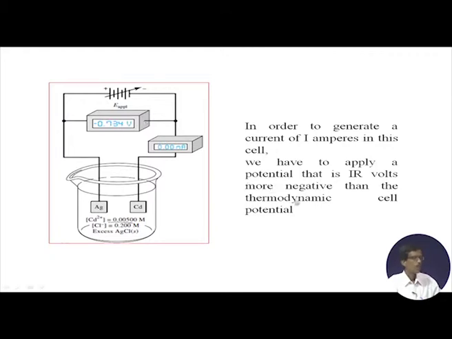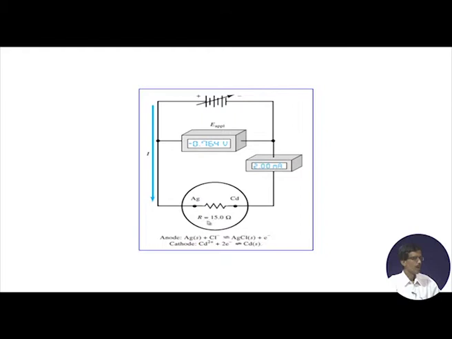Now, we will see what sort of resistance we have. Once we know the current, how much current we can pass through it, and the resistance of the cell, we can find the corresponding applied potential beyond the thermodynamic potential value. So, if you have an R value of 15 ohm, that gives the ohmic potential or the IR drop of the cell.